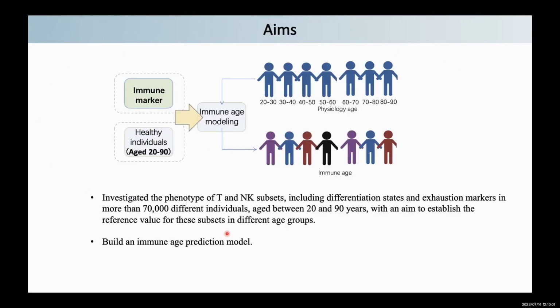So our experimental design is collecting up to 70,000 individual samples and analyzing up to 36 functional markers. These markers include differentiation states and exhaustion markers. Then we use this data to build an immune age prediction model.